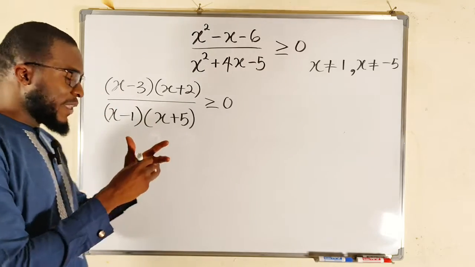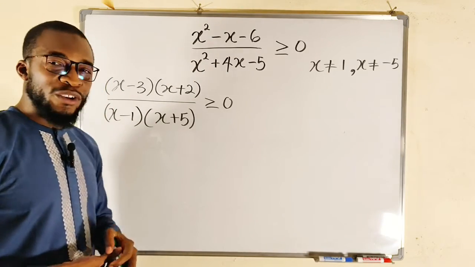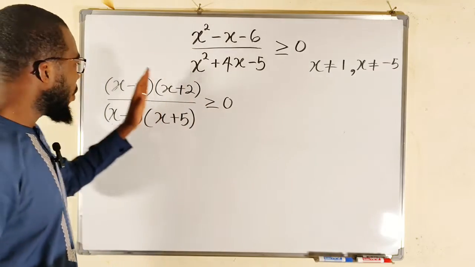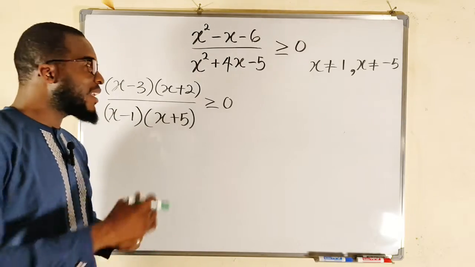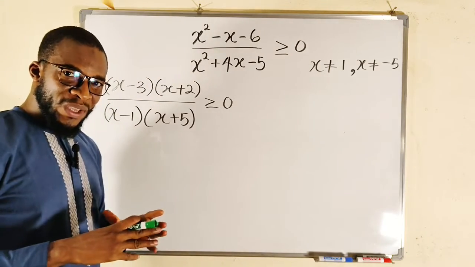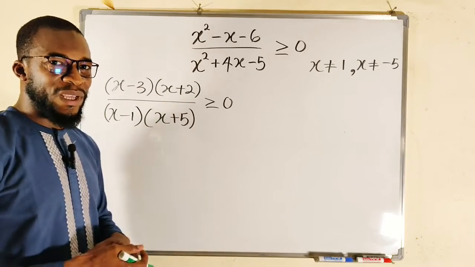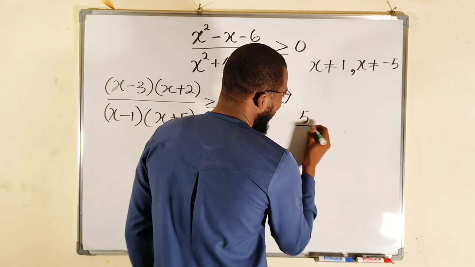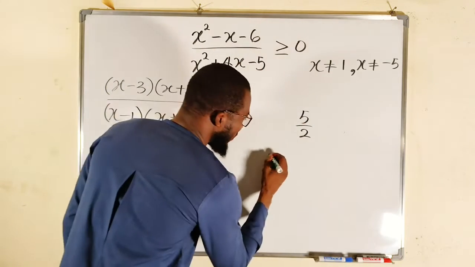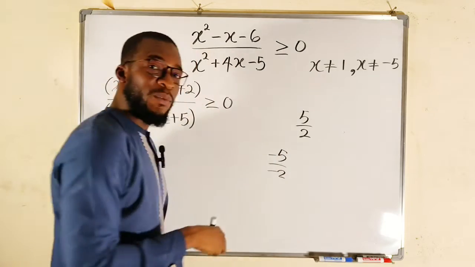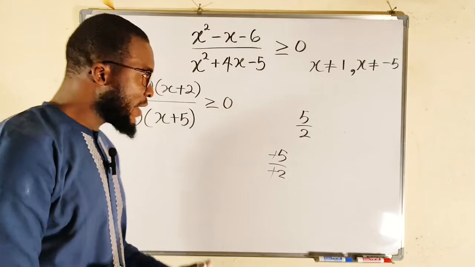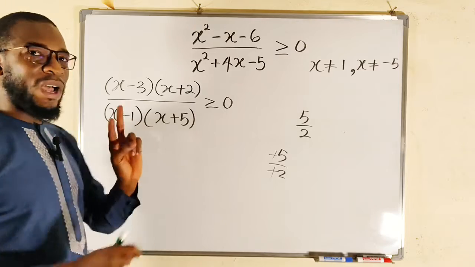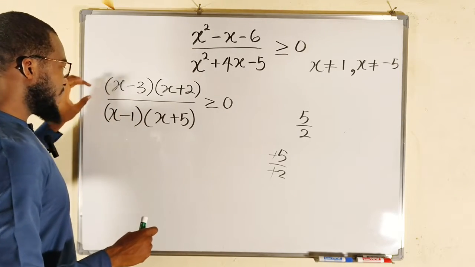So if the whole of the left hand side is greater or equal to 0, it implies that this is positive. And on what condition will this be positive? It is either if the top and the bottom are all positive, or the top and the bottom are all negative. Because, for example, remember, 5 divided by 2 is positive. Likewise, -5 divided by -2 is still positive because the negatives will cancel. So we are going to assume that this is positive, likewise this is positive. So we have the first condition. Then this is negative, this is negative.